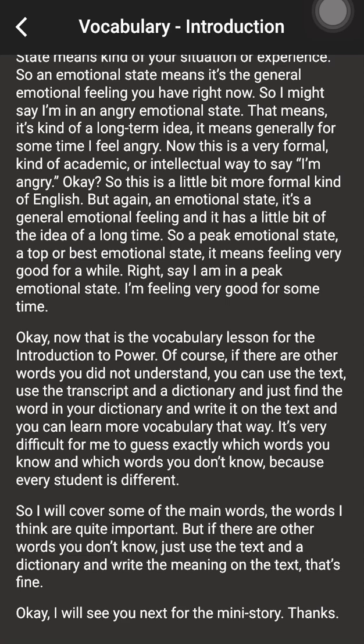Of course, if there are other words you did not understand, you can use the text, use the transcript, and the dictionary. Just find the words in your dictionary and write on the text, and you can learn more vocabulary that way. It's very difficult for me to guess exactly which words you know and which words you don't know, because every student is different. So I will cover some of the main words, the words I think are quite important. But if there are other words that you don't know, just use the text and dictionary and write the meaning on the text. That's fine.